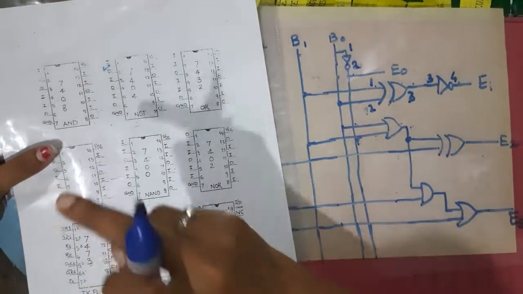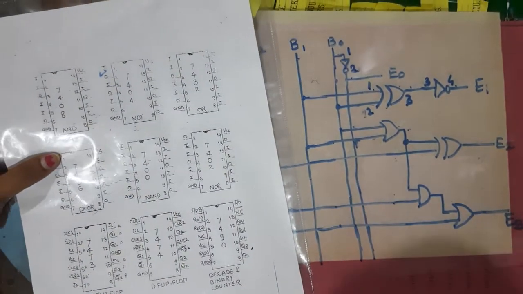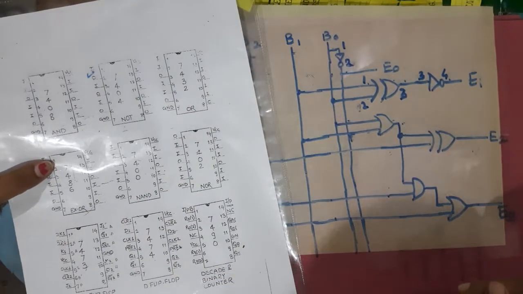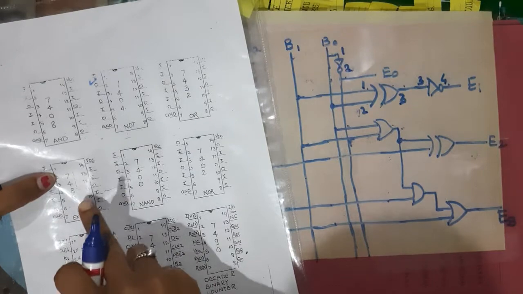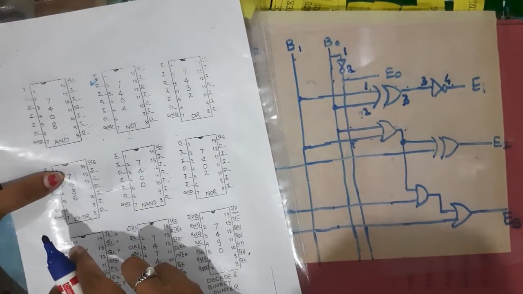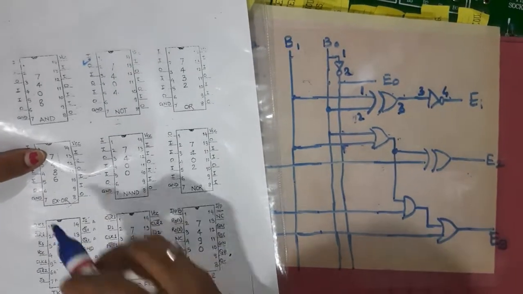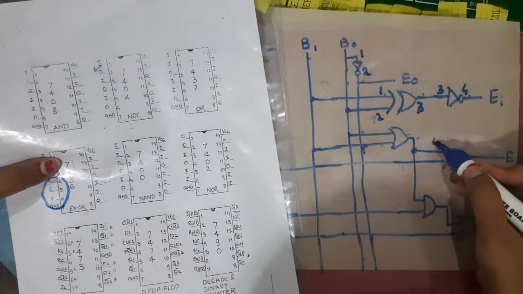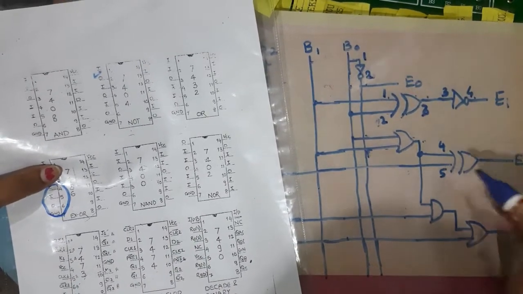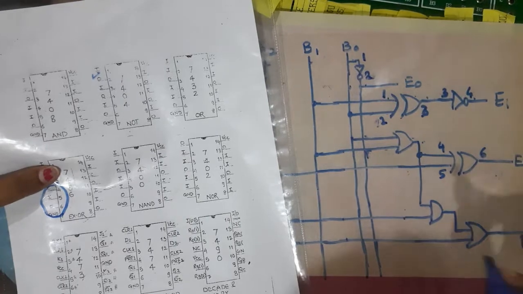Once I use one gate, I cannot use the same gate in the same circuit implementation. I have to go to the second combination, or the second gate from the IC. Now this part is already used, so I can use any of these three combinations. I'll need one more XOR gate, so I can have this combination 4, 5 and 6. So I will have the 4th input, 5th input, and I will get the output at 6th pin over here, right?